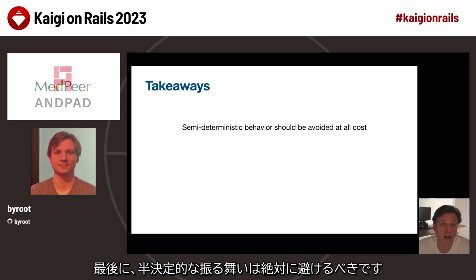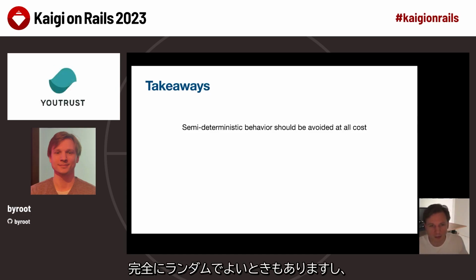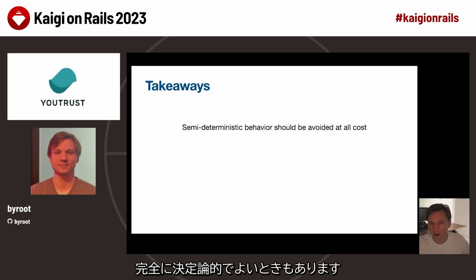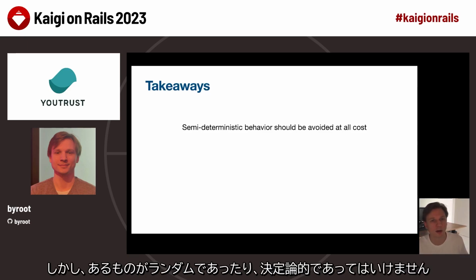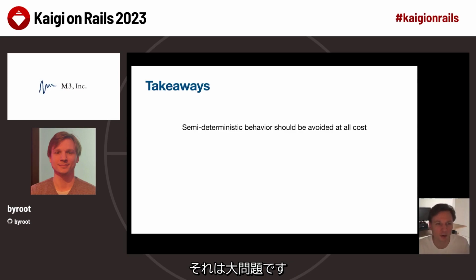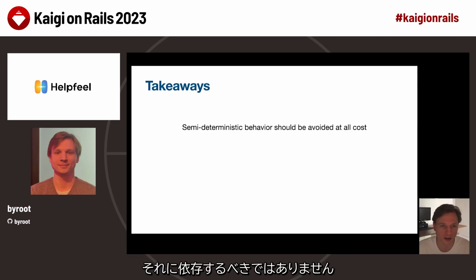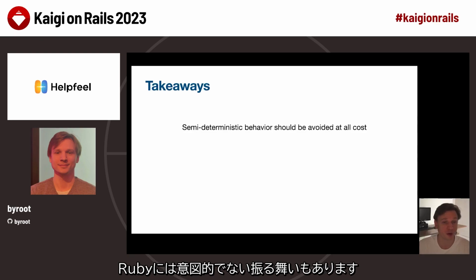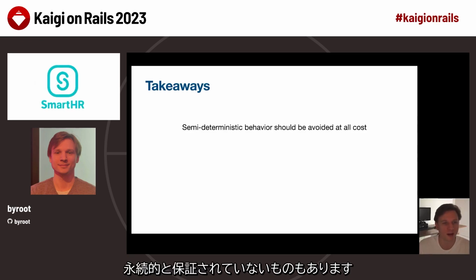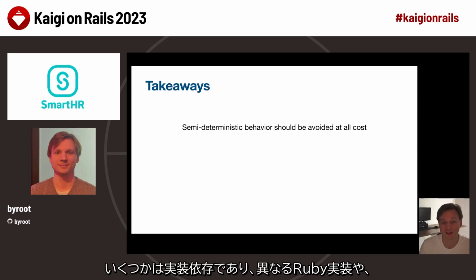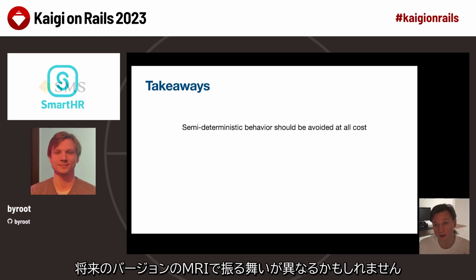And finally, semi-deterministic behavior should be avoided at all costs. It's okay for something to be fully random. It's okay for something to be fully static. It's absolutely not okay for something to be deterministic until it's not. This is absolutely terrible. And so if you observe such behavior, you shouldn't rely on it. Not every Ruby behavior is intentional and guaranteed to stay stable over time. Some things are implementation dependent and may behave differently on other Rubies or future versions of MRI.